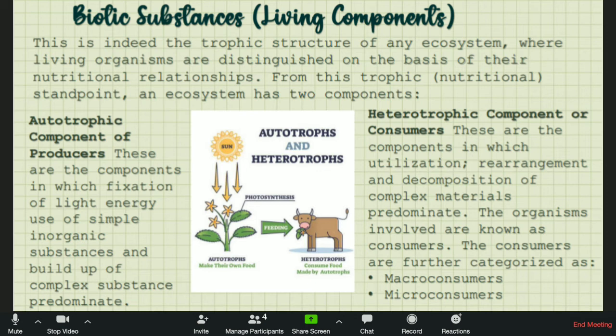The biotic component of any ecosystem may be thought of as the functional kingdom of nature. The reason is they are based on the type of nutrition and the energy source used. The trophic structure of an ecosystem is one kind of producer-consumer arrangement where each food level is known as a trophic level.